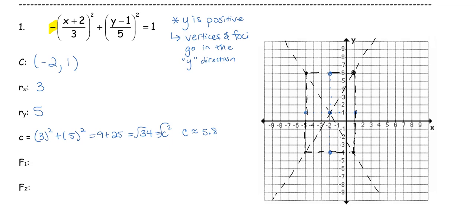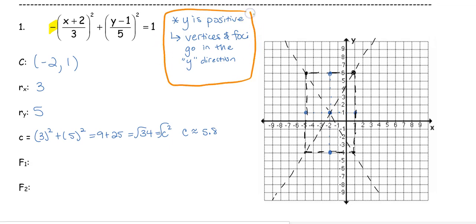So from here, the vertices are going to go, we said, on the positive axis, which in this case is the y. So when I look at my graph, this is my vertex in the y direction, this is my vertex in the y direction. So these are the two vertices that we're going to have. From there, we're going to use our foci. So counting from the center, I'm going to count up 1, 2, 3, 4, 5.8. I'm going to count down from the center 1, 2, 3, 4, 5.8.